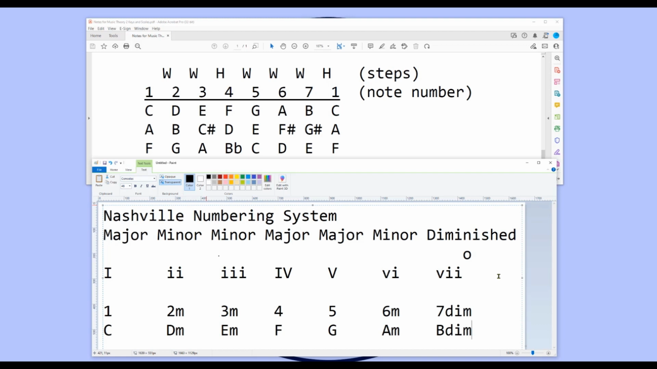So we're going to run with this, but the key point is, when I talk about what chord it is, you've already heard us talk about chord numbers. So if I said, what's the 4 chord in the key of F, or key of C, it would be F, right?